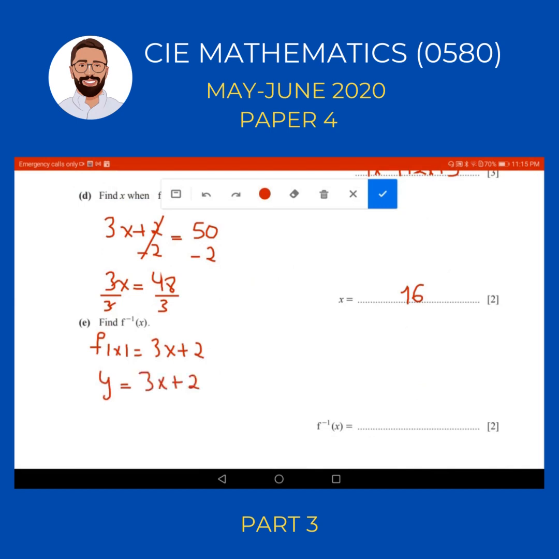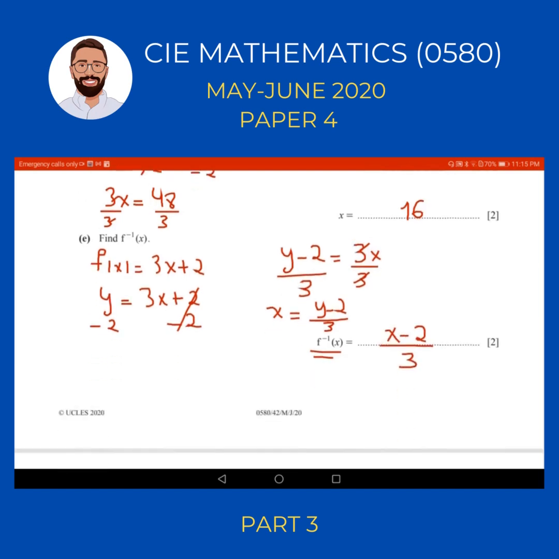Then I need to make x the subject of the formula. So I need to subtract 2 from the left-hand side and 2 from the right-hand side. So it becomes y minus 2 equals 3x. So over 3, and here over 3. So x is (y minus 2) divided by 3. So to find f inverse of x, I need to replace x by f inverse of x, and y by x, so it's (x minus 2) divided by 3. So that's the inverse function.